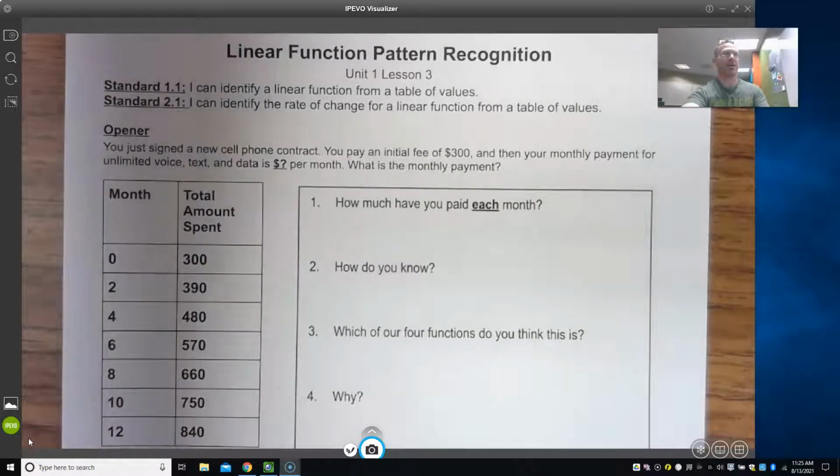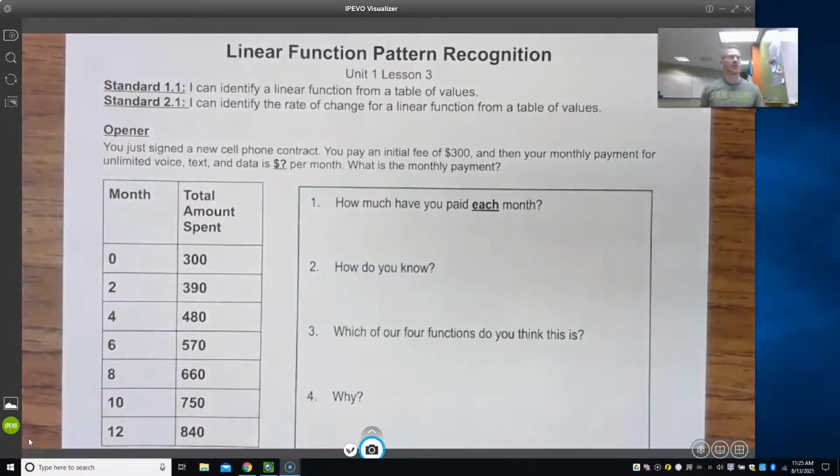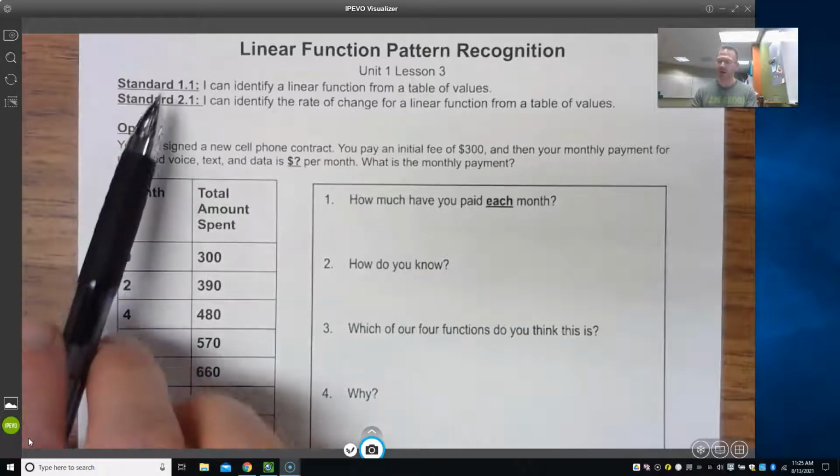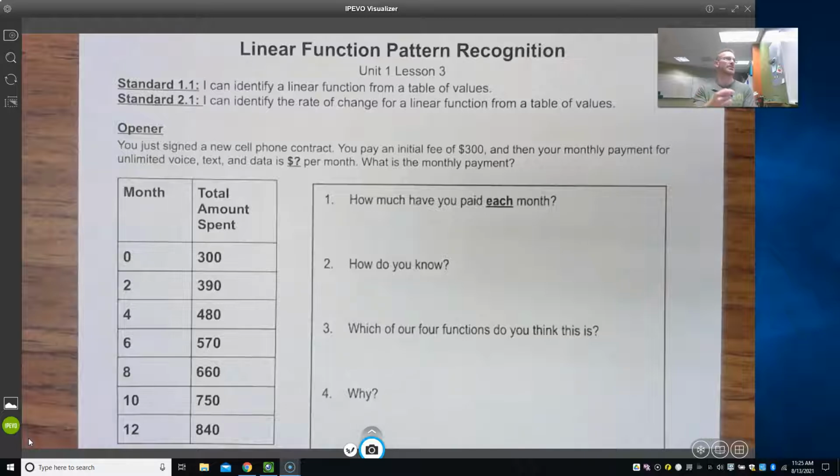All right, and we are going to take a look at our next lesson. You can see from our title here that we're going to continue working with linear function pattern recognition. So this is Unit 1, Lesson 3. Once again, we're going to look at those same two topics that we looked at in our last lesson. I can identify a linear function from a table of values, and I can identify the rate of change for a linear function from a table of values as well.